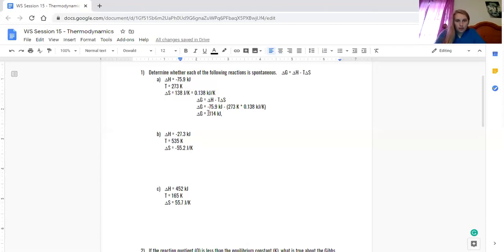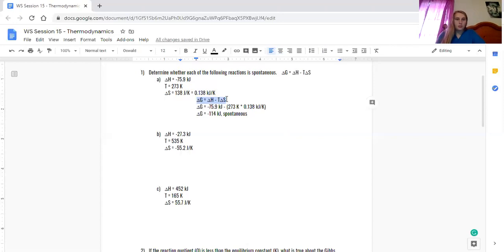It's based off of one thing, and that is this right here. So this one's going to be spontaneous because it is releasing the Gibbs free energy. So it's negative. It's releasing it, so that means it's spontaneous. So now we're going to come over here to our next one.